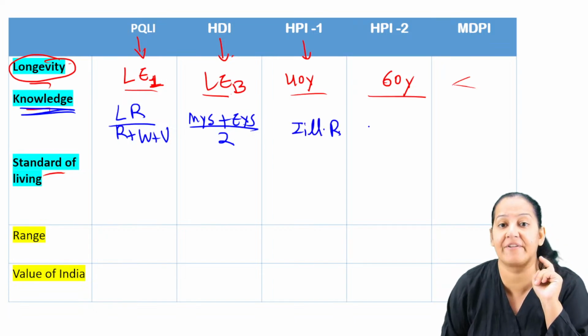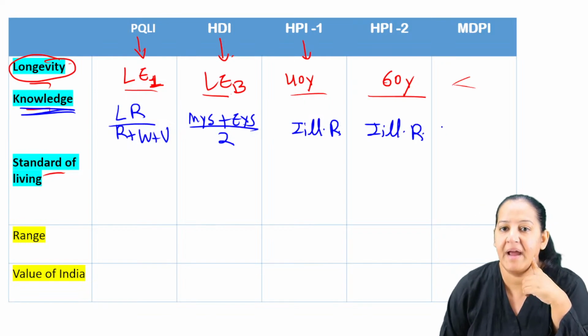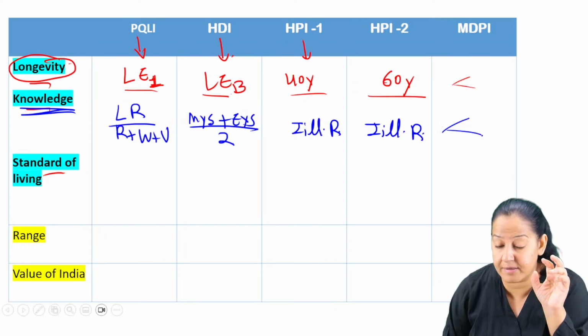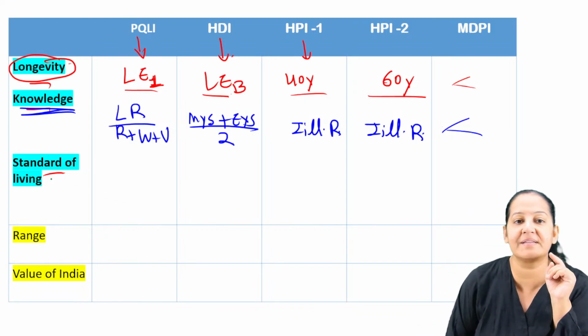Here for knowledge, we use illiteracy rate. Not literacy, illiteracy. It is the glass half empty, I told you. Illiteracy rate in both of them. And here we use again years of schooling and attendance also. We use 2 criteria.